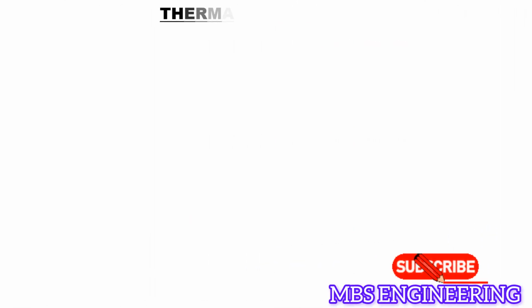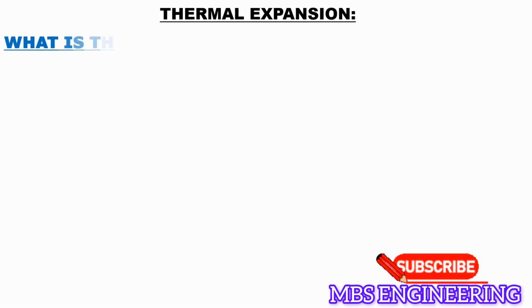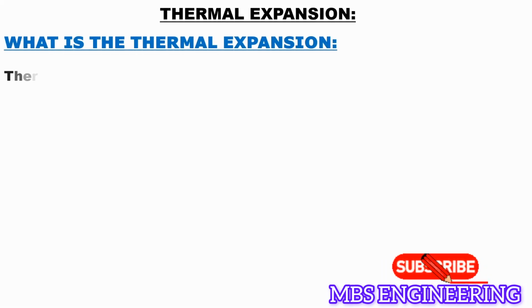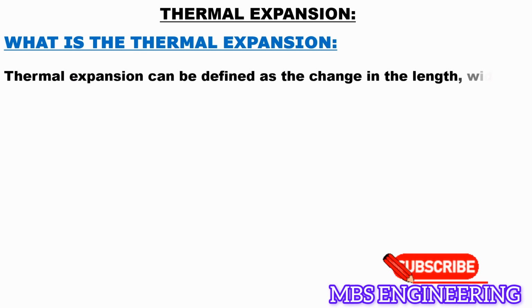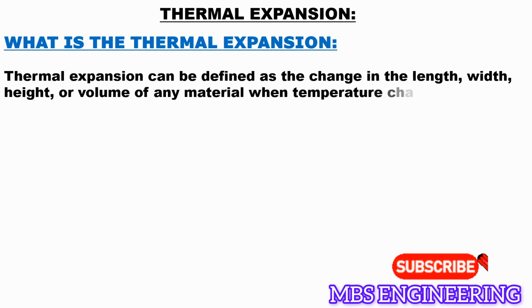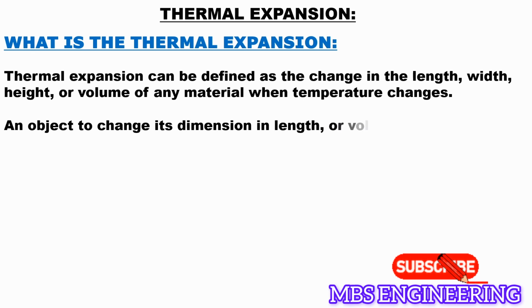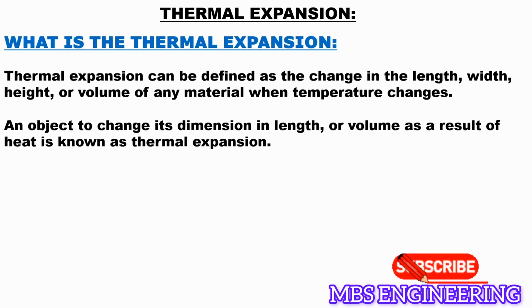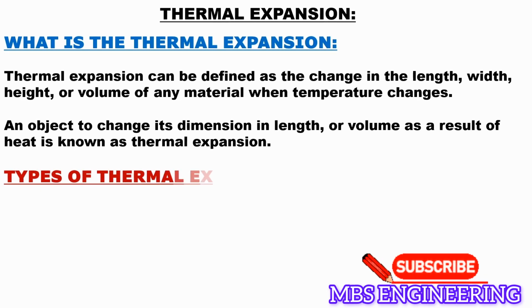Next, we will discuss the thermal expansion. Next, we will understand and discuss what is the thermal expansion. Thermal expansion can be defined as the change in the length, width, height, or volume of any material when temperature changes. An object changes its dimension in length or volume as a result of heat is known as thermal expansion. Next, we will understand and learn the types of thermal expansion.